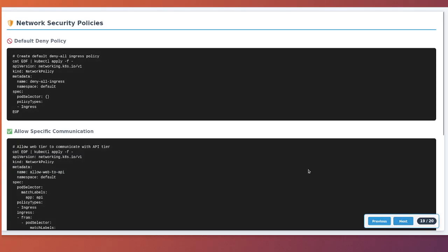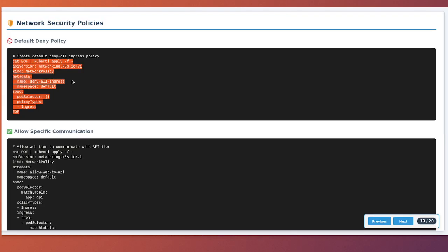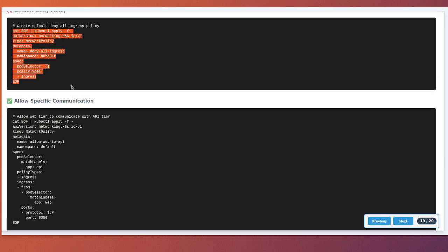Network security policies. Network policies provide microsegmentation within Kubernetes clusters. They are essential for multi-tenant environments and defense in-depth security strategies. The default deny policy is a security best practice. It blocks all ingress traffic by default, requiring explicit allow rules for any communication. This prevents accidental exposure of services.